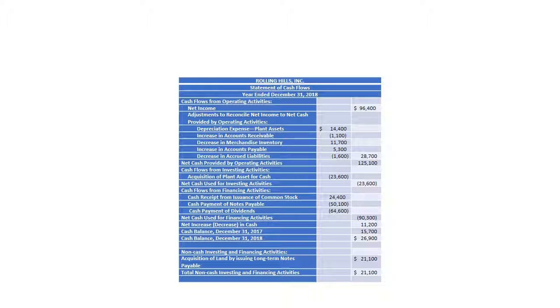After you report that, you will report material non-cash investing and financing activities. And that's your statement of cash flows.